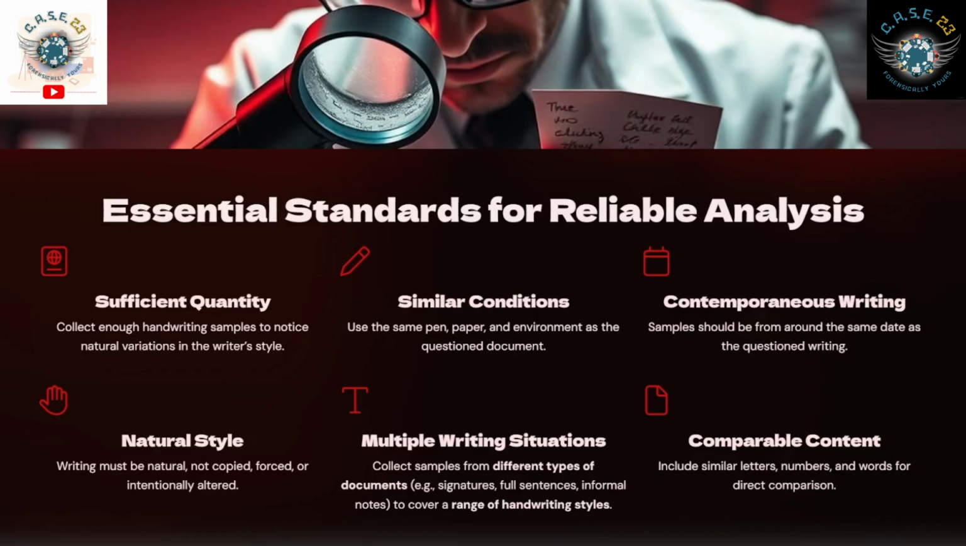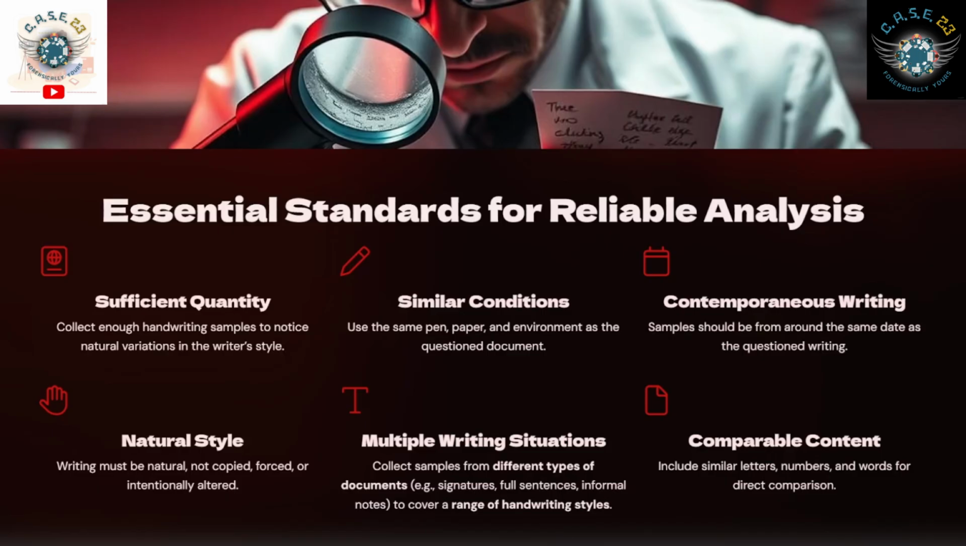The fourth point is natural style. The handwriting must be natural and spontaneous, not copied or forced or written slowly on purpose. If someone is trying to disguise the handwriting, it becomes harder to get a reliable match. Then the fifth point is multiple writing situations. Experts collect samples from different types of documents. It can be signatures or full sentences or even casual notes. This helps capture the variety of handwriting styles the person naturally uses in real life.